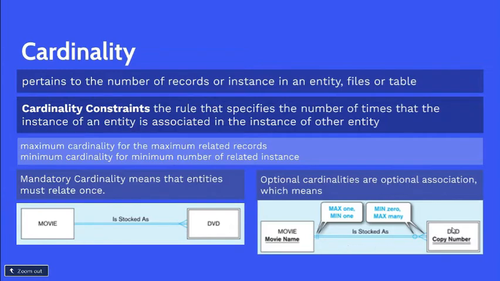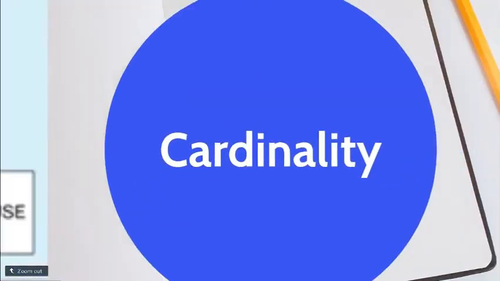So this is our example for optional cardinality. The optional cardinality or association is represented by this 0, which means that our association allows 0 records of copy number that can be related to the movie name.